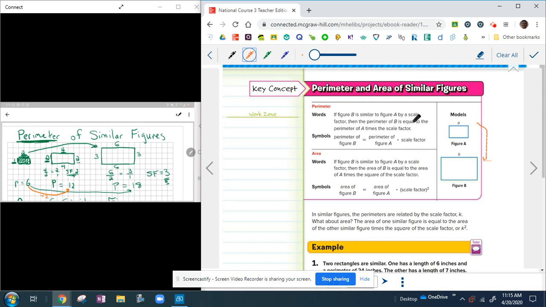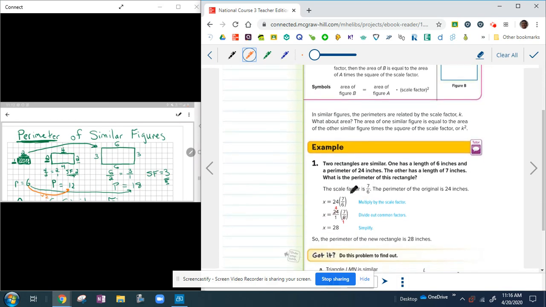then the perimeter of B is equal to the perimeter of A times the scale factor, which is what we found in our idea over here. Okay, you just multiply the perimeter of the original, shape A, by the regular old scale factor, and you get the perimeter of shape B. All right, so that's all this is saying. Down here, we notice that if you take the area of the original shape and multiply it by the scale factor squared, or the scale factor times the scale factor again, then you get the area of the new shape.